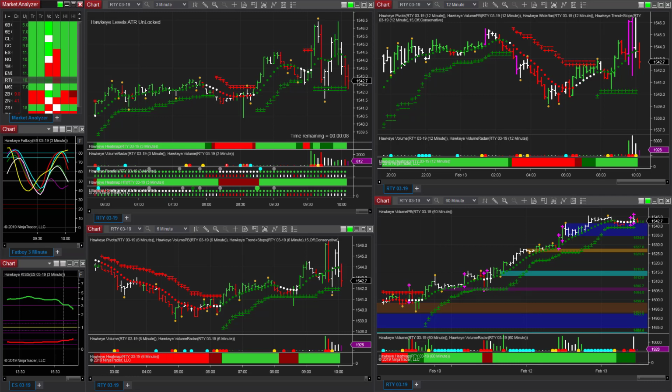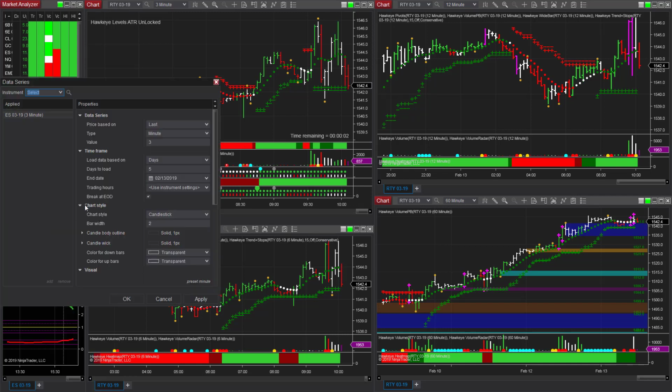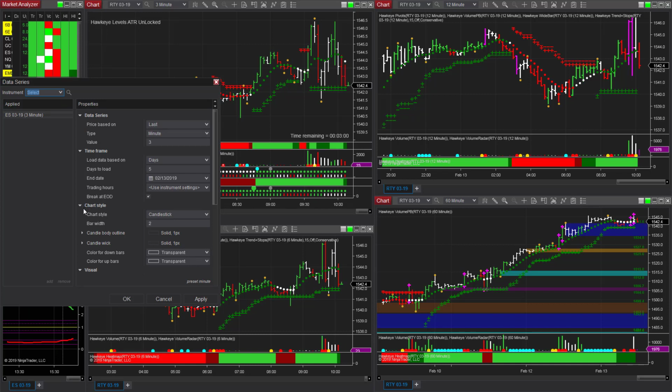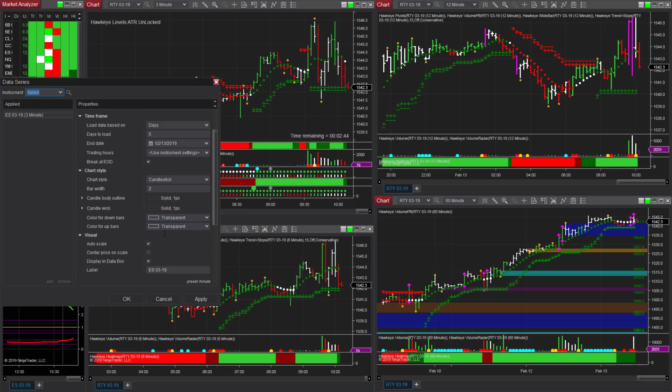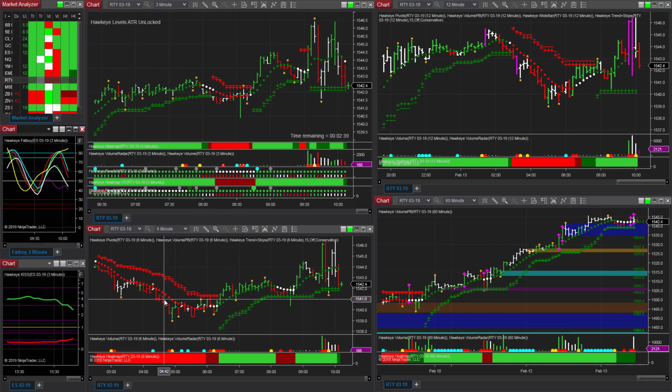How do you hide the price bars on the Fat Boy? Oh, that's easy. If you right-click on your data series, go to your chart style. Go to your candle wick and set them to transparent. That way you're just hiding them. They're there, they're just transparent. You're not going to see them overlaid.